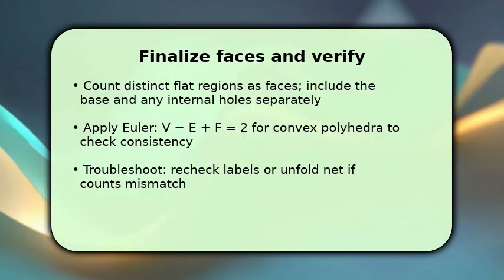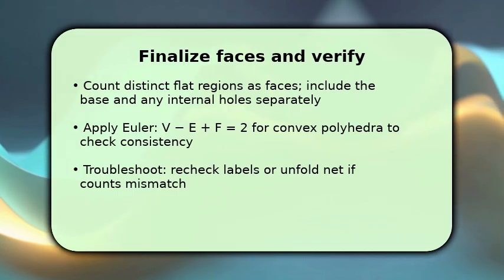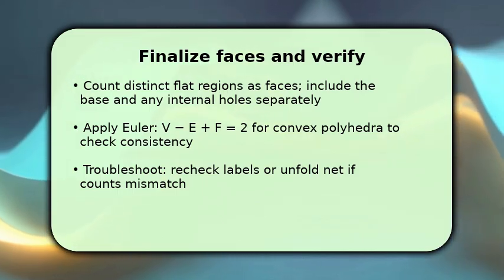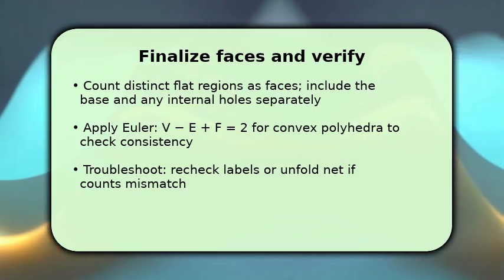If the equation fails, recheck your vertex labels and edge ticks, or unfold the net to reveal hidden faces. A quick rescan usually resolves inconsistencies. Correct one error at a time.